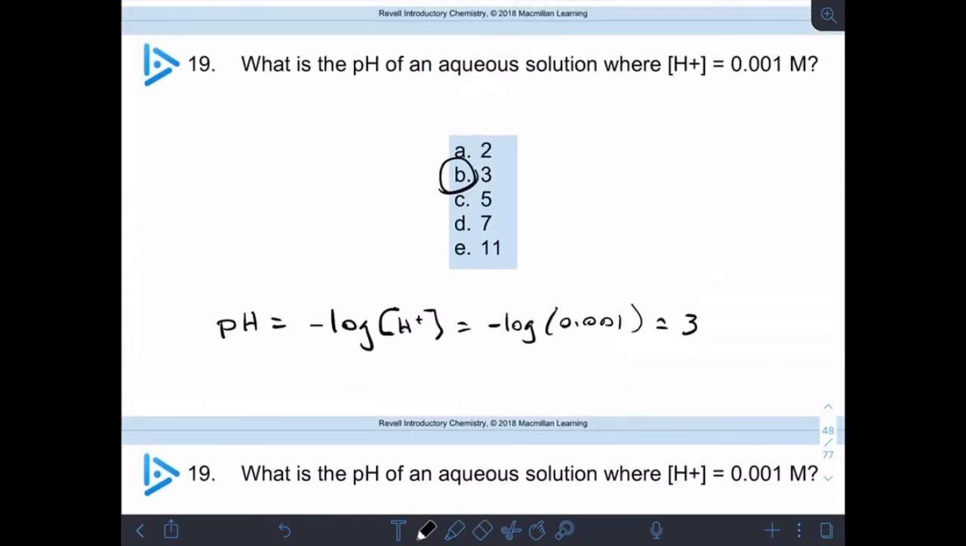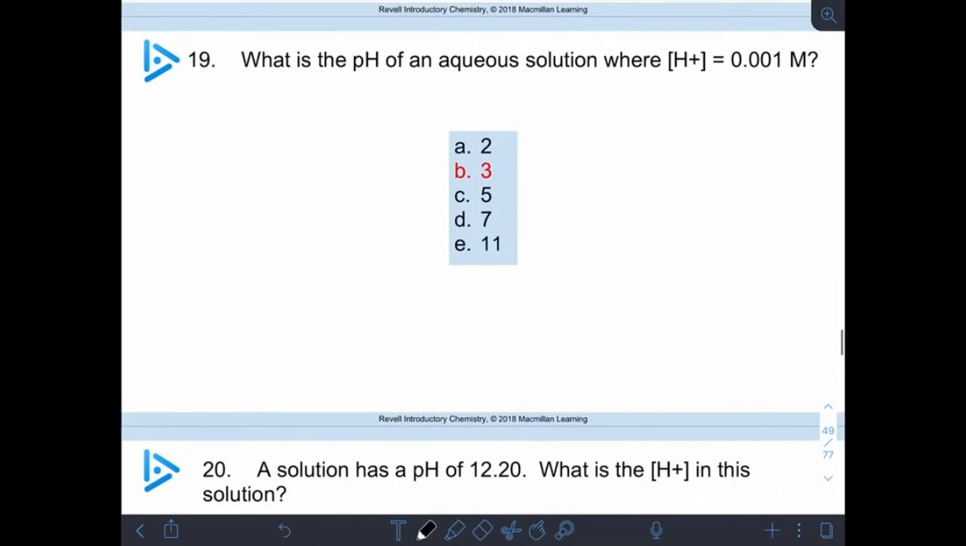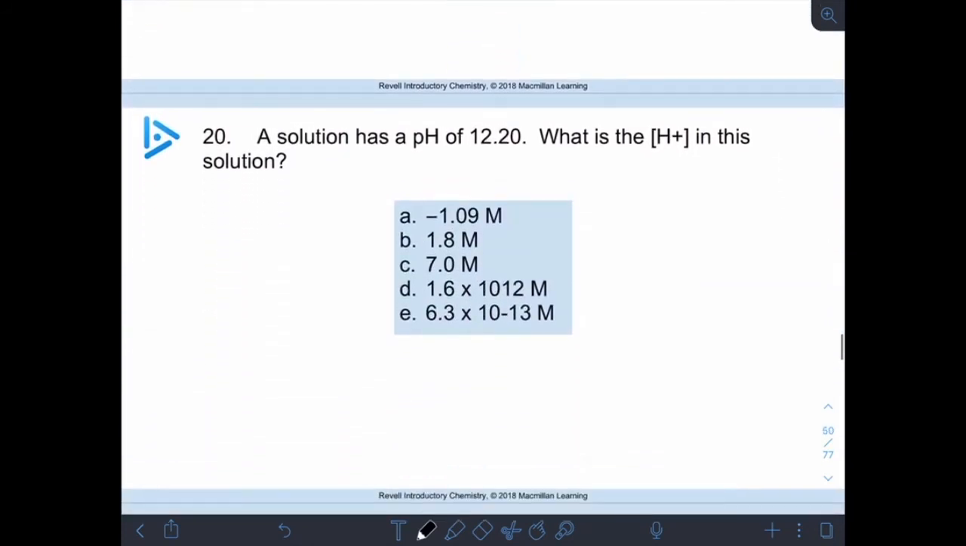Now that we know the pH, ask yourself, is this acidic, basic, or neutral? Remember, pH of less than 7 is acidic. Okay. Solution has a pH of 12.2. What is the H plus in this solution? So 12.2 is bigger than 7, so this is a basic solution.